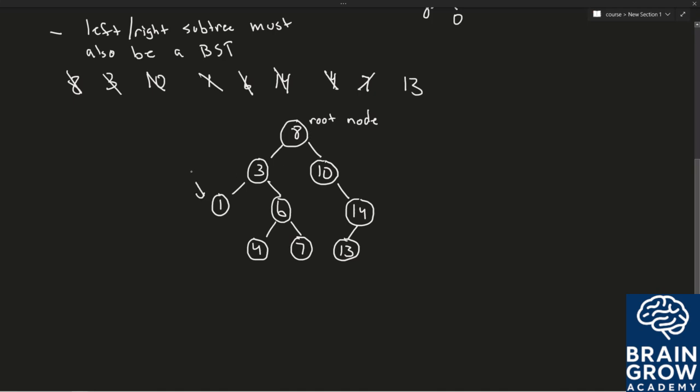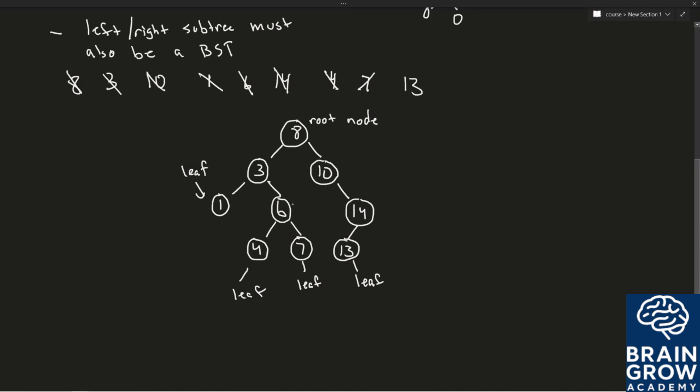So in here we have a leaf, leaf, leaf, and leaf, and then all of these. So 3's subtree is 1 and 6. 6 is a subtree here. We have our subtrees here. So this is what it looks like when you try to insert values into a binary search tree.